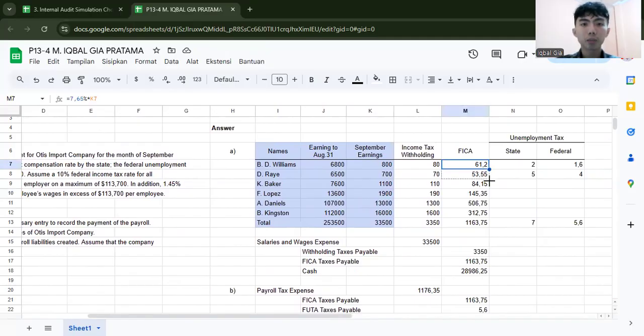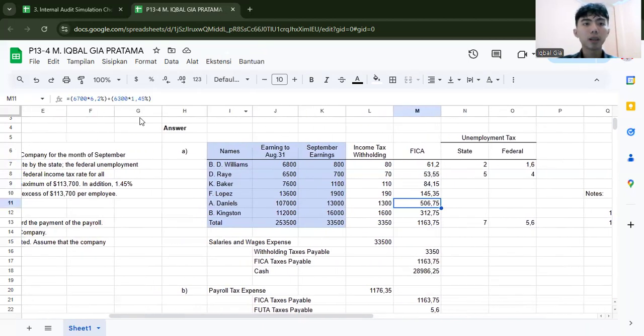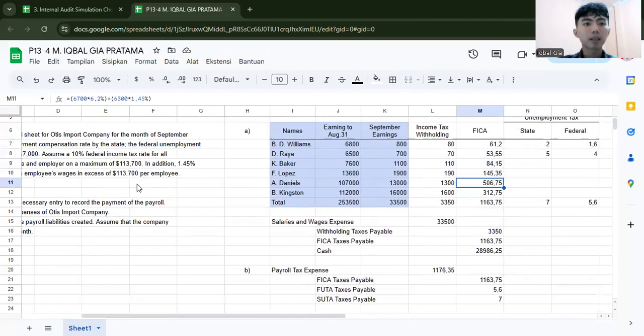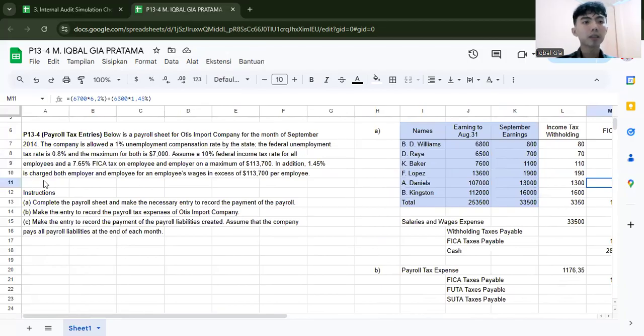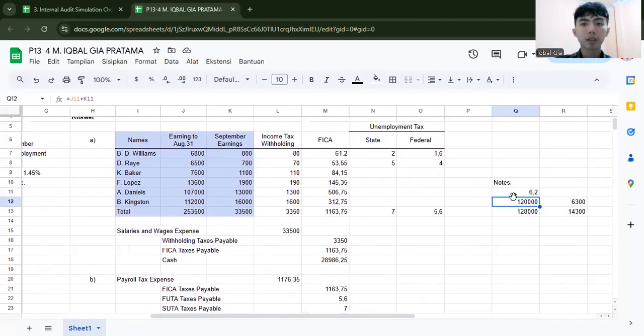7.65% from William until Lopez because they don't reach the maximum of this number, but it is different with Daniel and Kingston. So we will calculate it like this. There is in addition 1.45% charged to both employer and employee for an employee's wages in excess of this number, because they are reaching their maximum number. We will get this number for Daniels, and the same for Kingston. We will get this number, so it is the excess.